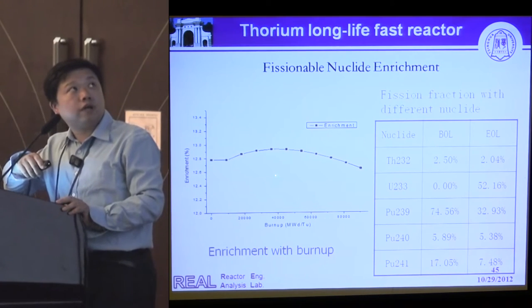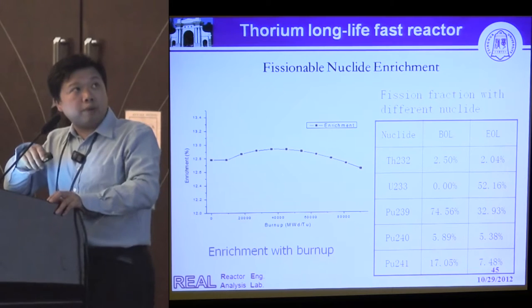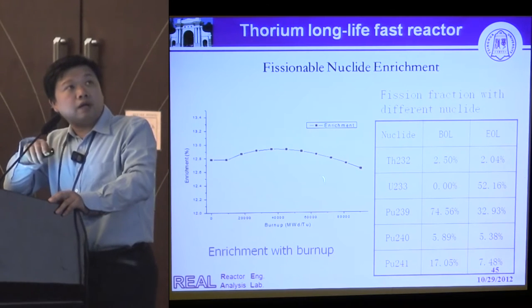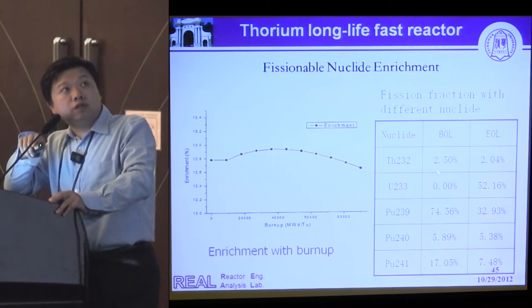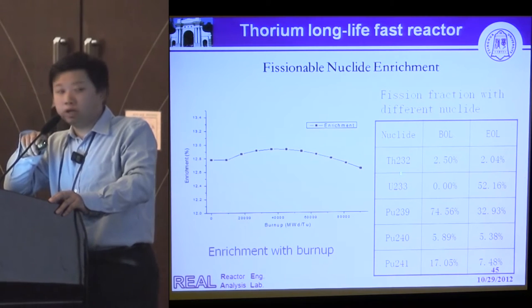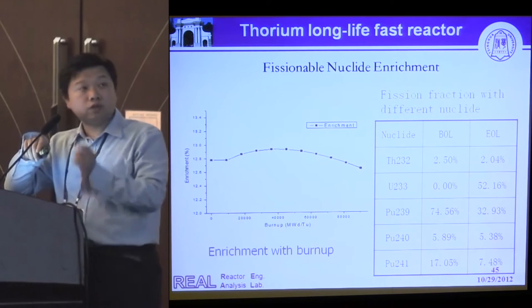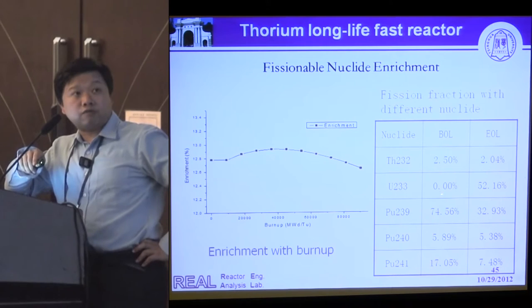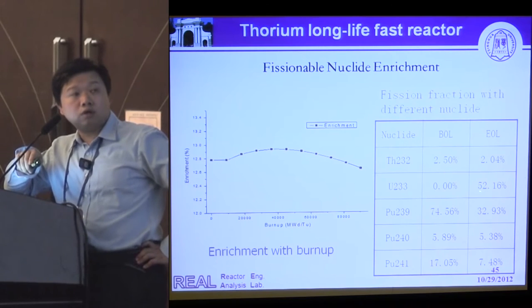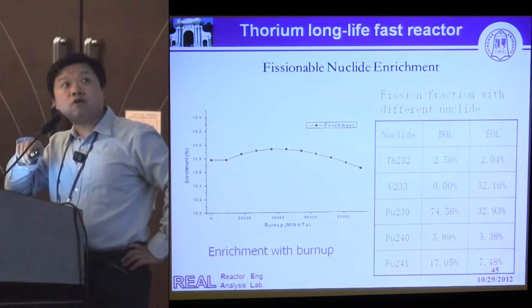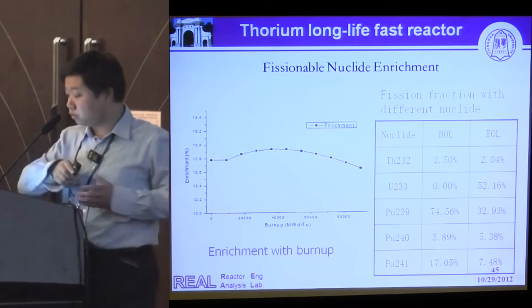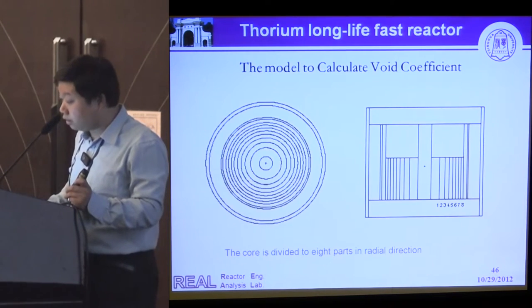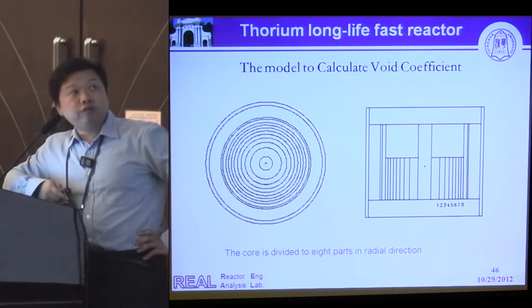This figure shows the fissionable nuclide enrichment through the burn up, and this table shows the fission fraction for different nuclides. For example, for uranium-233, at the beginning of life, the percent is zero. And at the end of life, about half of fission comes from uranium-233. This will benefit the void coefficient.